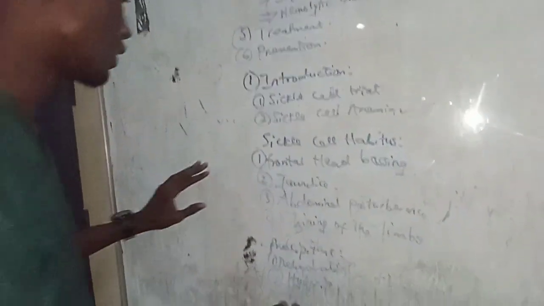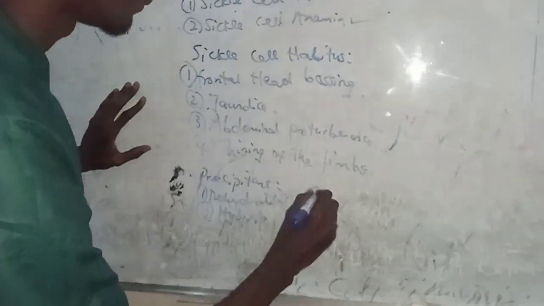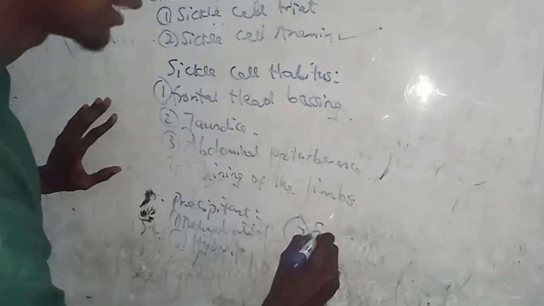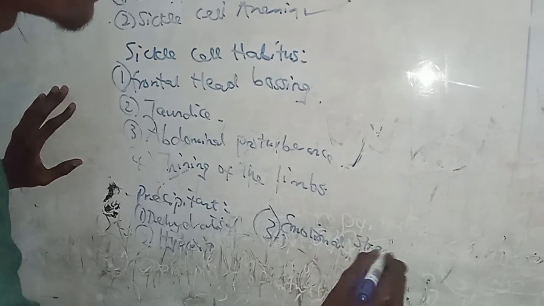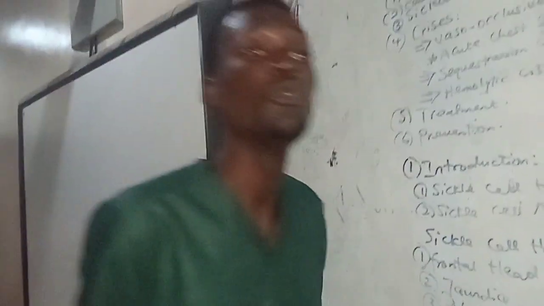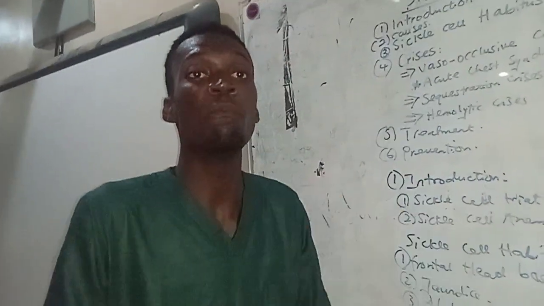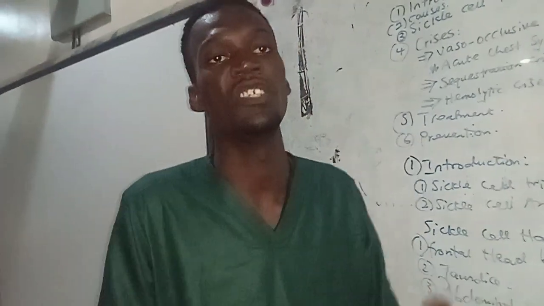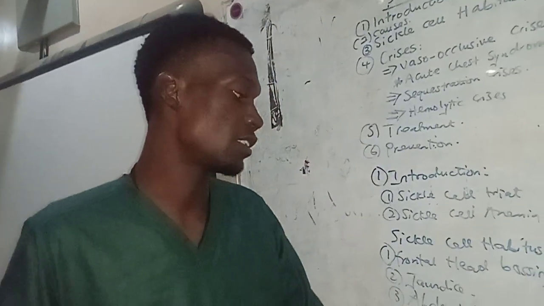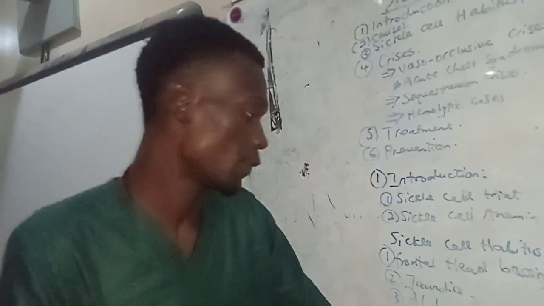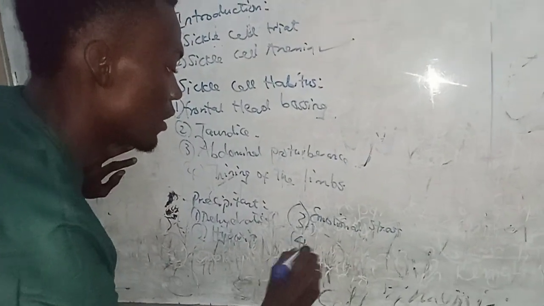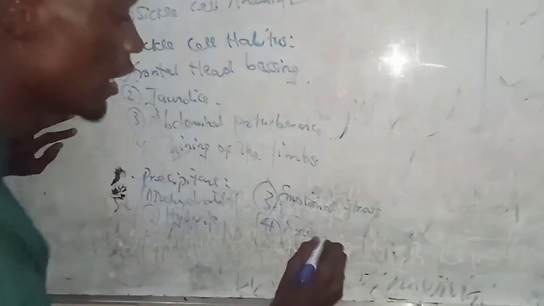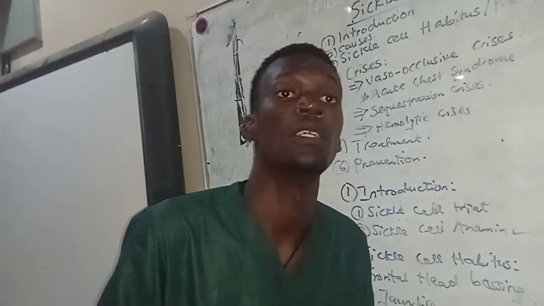So we also have things like emotional stress. So we should try as much as possible to prevent provoking people with sickle cell, because emotional stress can actually tilt them to crisis. Then we have exercise, severe exercise. So severe exercise is part of the causes.